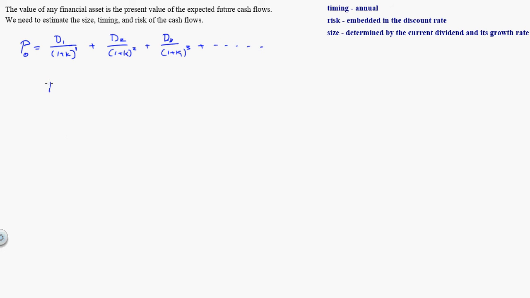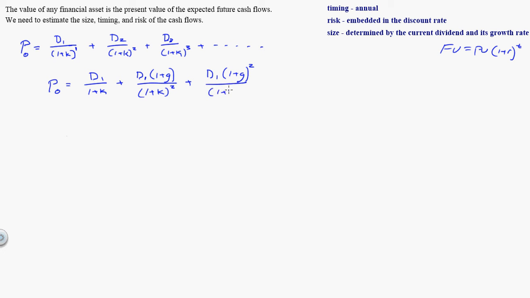We're going to make an assumption. The price today is equal to the dividend next year, D1, divided by 1 plus K. Well, what's the dividend in year 2? Let's say the dividend in year 2 is the dividend at year 1 times 1 plus G. That comes from future value equals present value times 1 plus R to the T. So we're just going up 1 year at some growth rate. It's going to be divided by 1 plus K squared. So the dividend at year 3 is the dividend at year 1 times 1 plus G, and it goes 2 years, so that's squared, divided by 1 plus K cubed.